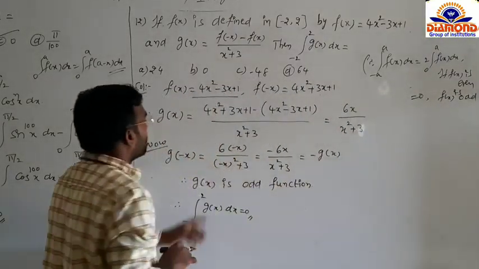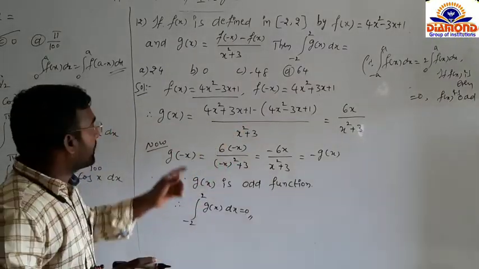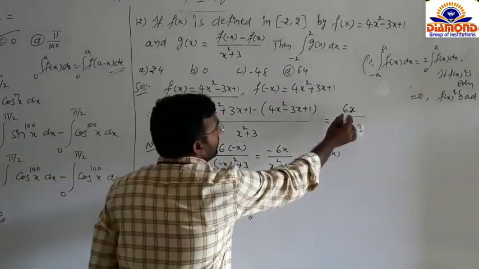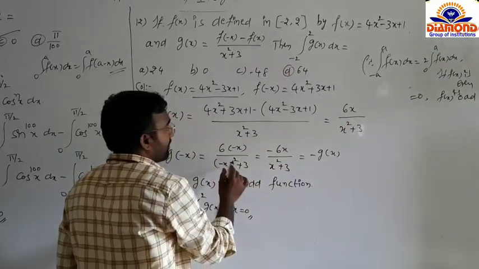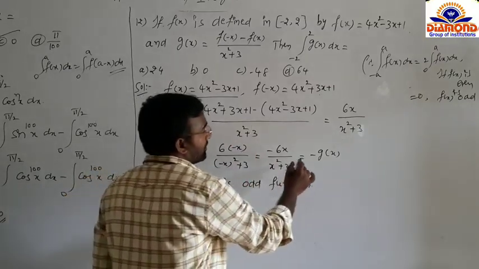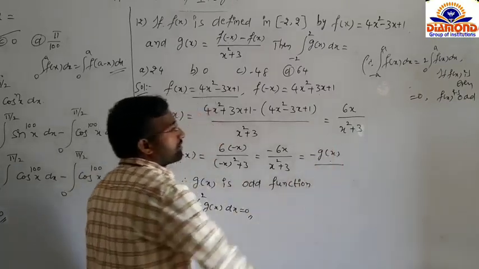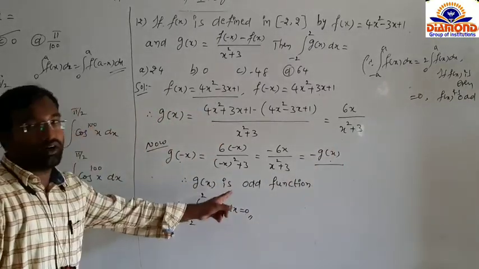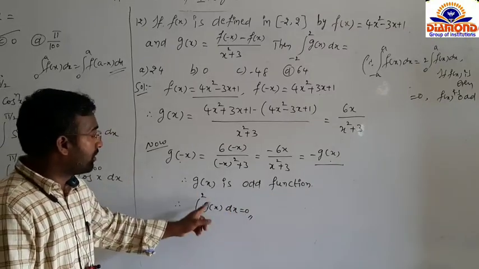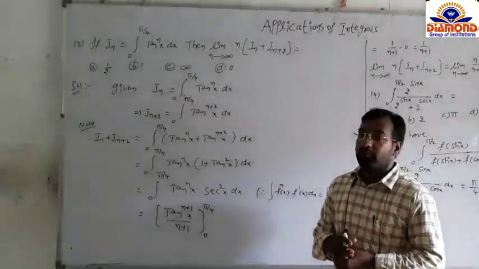According to this property, first verify g of x is even or odd. So how to verify even or odd? x replaced by minus x. So g of minus x equal to 6 into x, in the place of x substitute minus x, by minus x whole square plus 3. This is nothing but minus 6x by x square plus 3. So this indicates minus g of x. You get g of minus x equal to minus g of x. So therefore g of x is odd function. Odd function means integration value 0. Integration minus 2 to 2 g of x dx equal to 0. So option is B. Next problem.